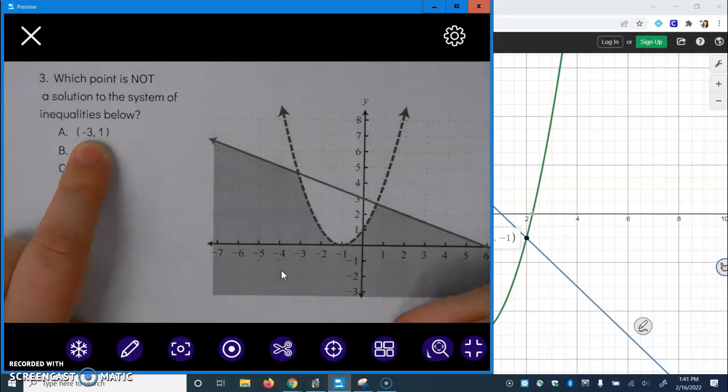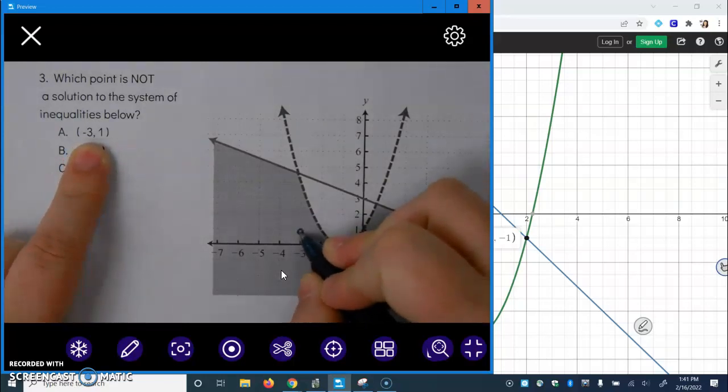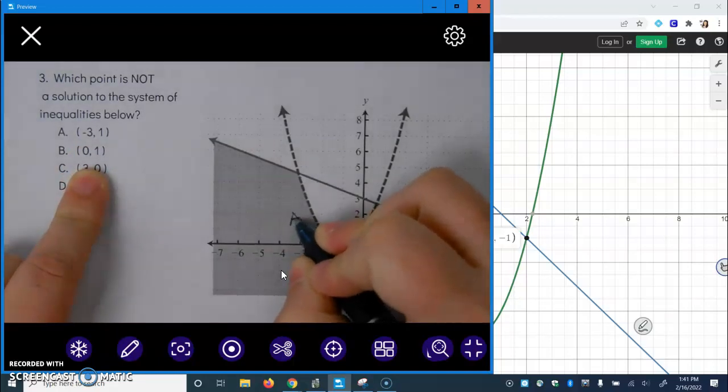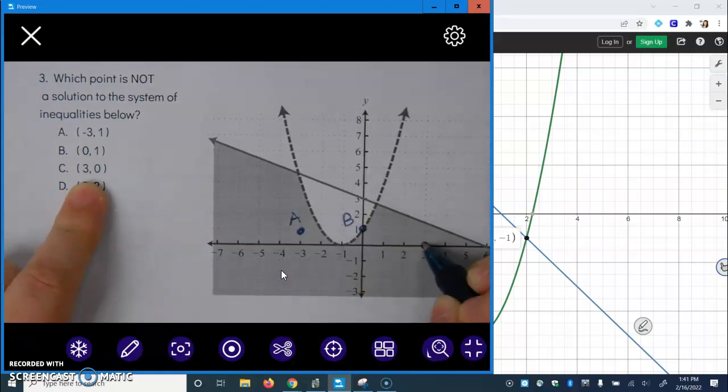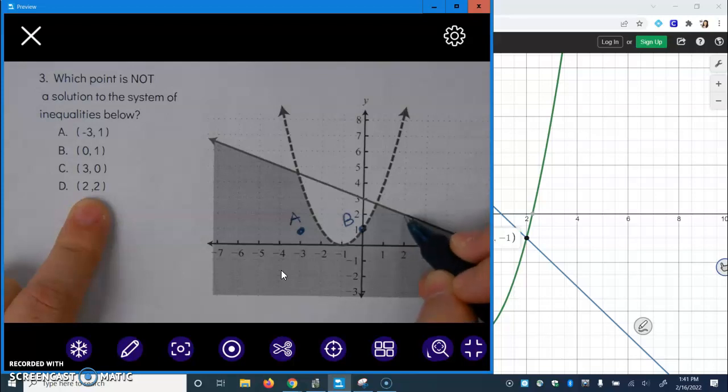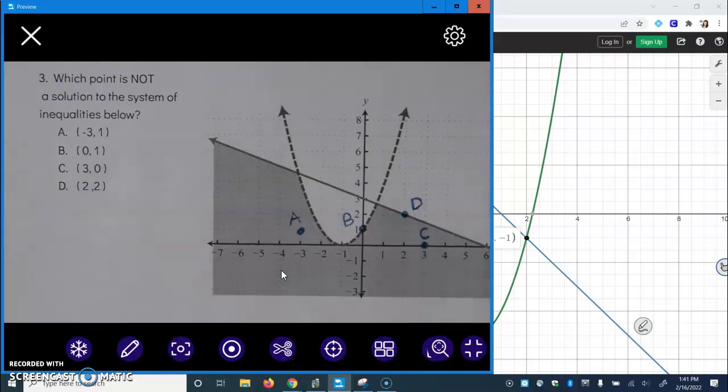So -3, 1 is A. B is the point 0, 1. C is the point 3, 0. And D is the point 2, 2. So it can't be A or C because those both look pretty much the same. They're both in the shaded area. So B is on a dotted line and D is on a solid line.